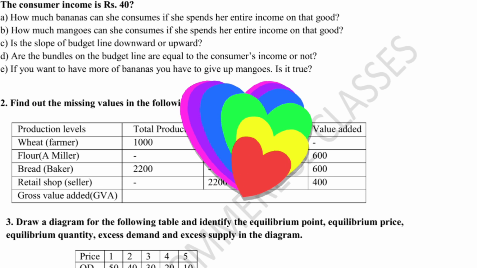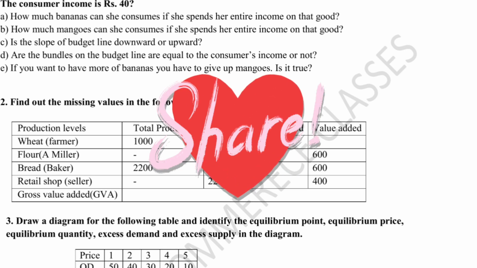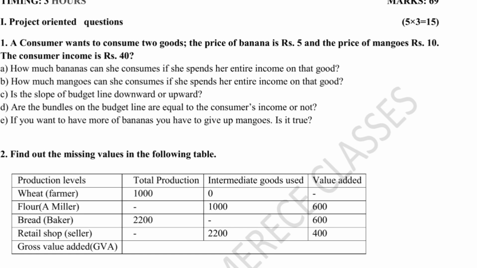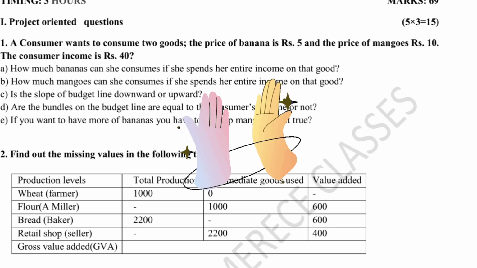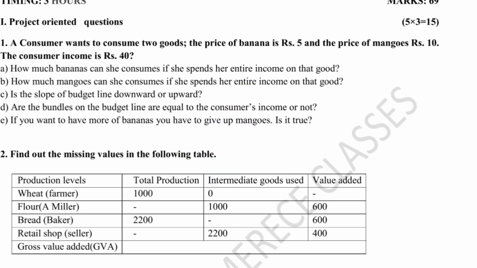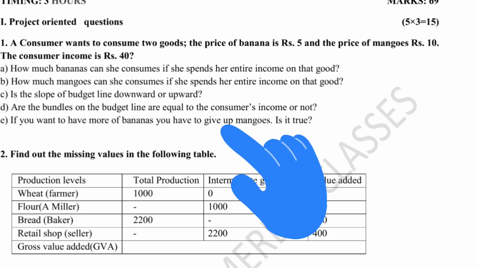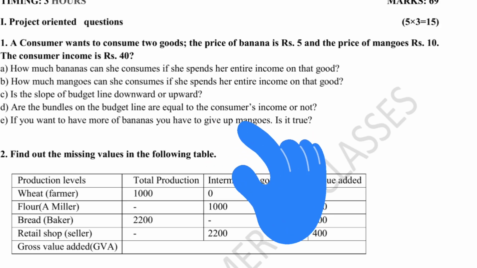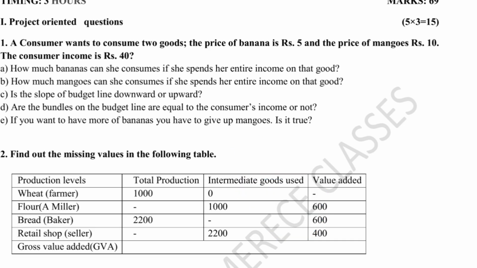E: if you want to have more bananas, you have to give up mangoes. Is it true? Okay, it is a very easy question. For the first, what is the answer? How many bananas can she consume if she spends her entire income on that good? The price of banana is 5 and the consumer's income is 40. If the consumer spends his entire income, he gets 8 bananas. Now if she spends all the income on mangoes, she can take 4 mangoes with the given income.